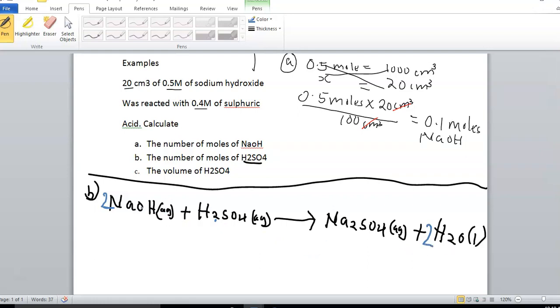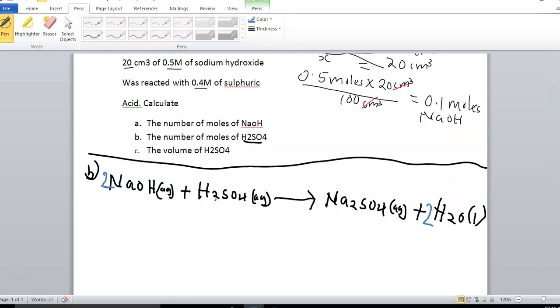Oxygen: 2 oxygen here and 4 oxygen here, 6 oxygen. Here we have 4 oxygen and 2 oxygen, 6 oxygen. It's balanced. The equation is balanced.